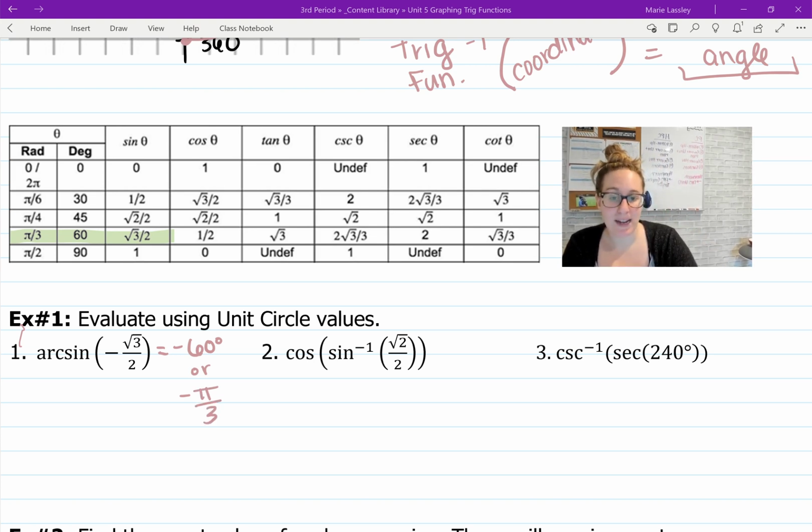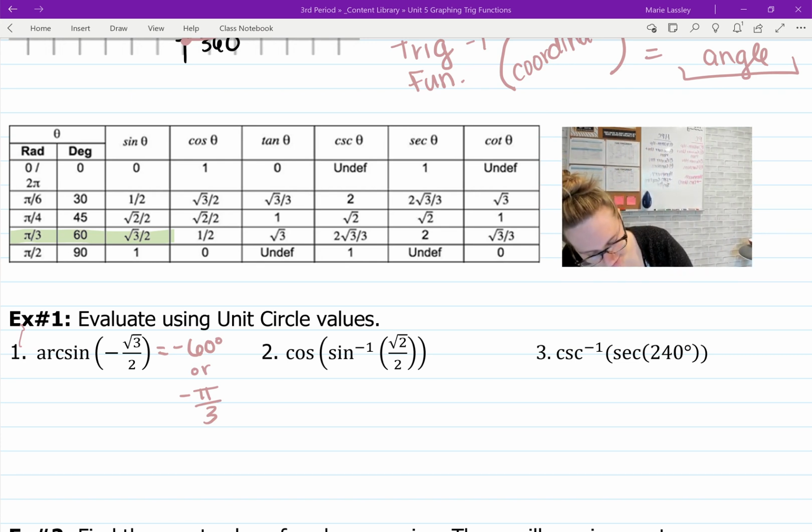So see how we did that? We were given a coordinate and we needed to find the angle. That's inverse. All right, let's go to number 2. Now this is a 2-part question. You always want to solve what's inside first. So the thing that's inside the most is what we're going to find, and then we'll work our way out.